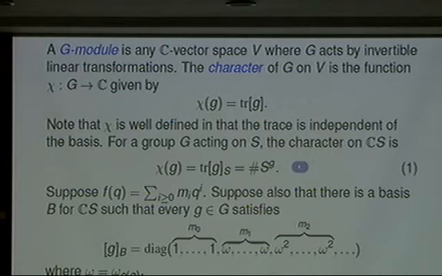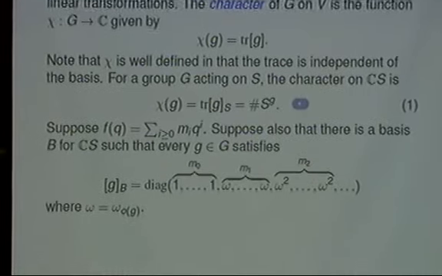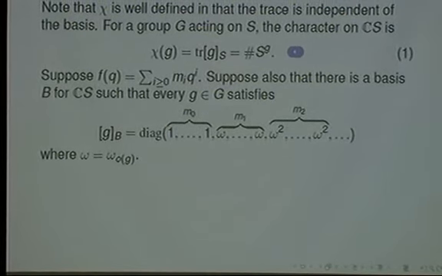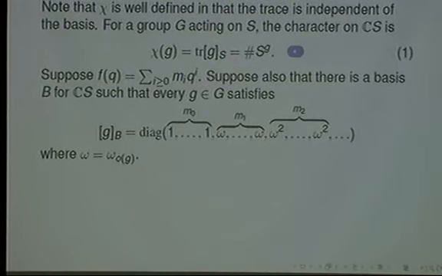It has a bunch of ones on the diagonal, and the bunch is very specific. You've got m0 ones, where m0 is the constant term here. And then after that, you're going to have m1 omegas, and then m2 omega squareds, et cetera. So suppose you could do this. I haven't justified that you can do this, but just suppose. Humor me. Suppose we could do this. Well, then what would be the character in this other basis?